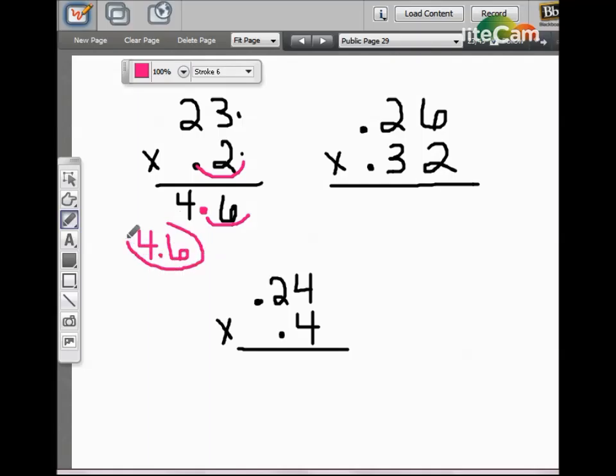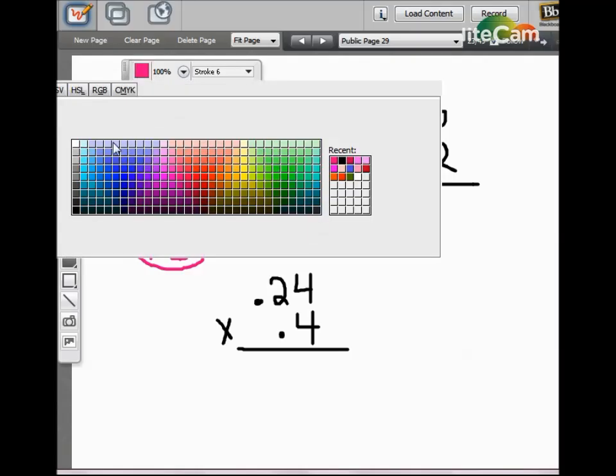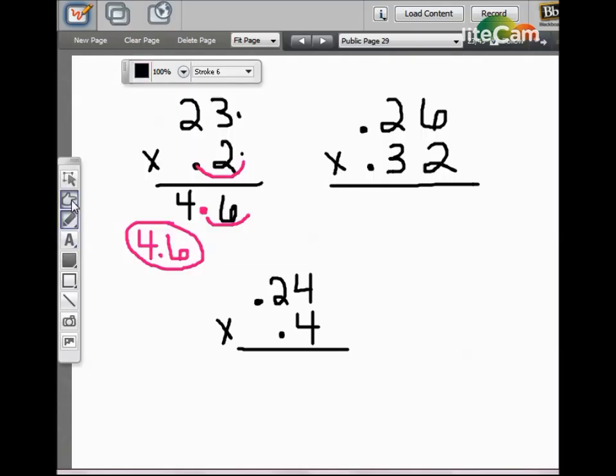Okay, let's do another one. Forget about the decimal points and just multiply as regular. Forget about those. You don't line up decimal points when you multiply. All right, 2 times 6 is 12, carry the 1. 2 times 2 is 4, plus that 1 that we brought over, that's 5. Hold my place with a 0, because now we're going to multiply by the 3.